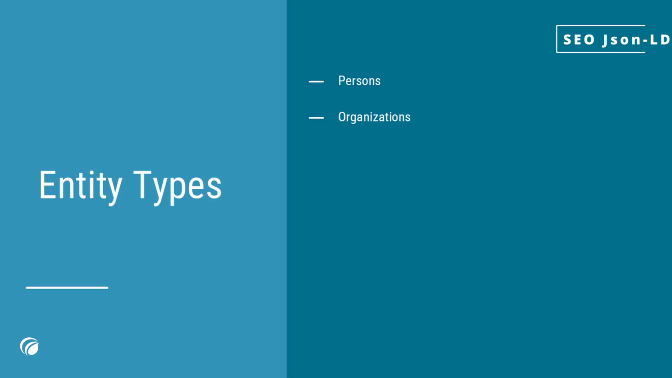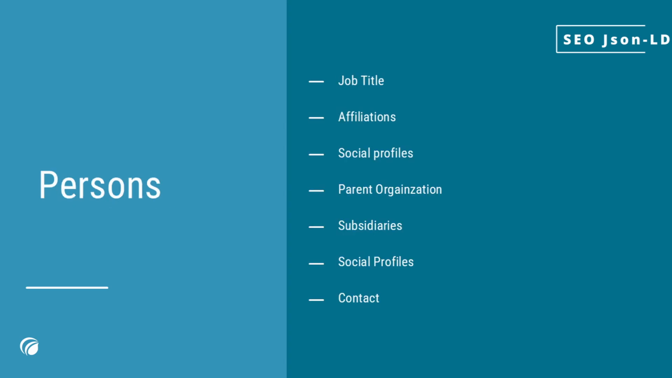Person and organization are entity types that describe who or what is behind the content. Person isn't just for authors' bylines anymore. You can describe job titles, affiliations, social profiles, contact information, and relationships with other entities. When you properly mark up a person, you're contributing to Google's knowledge graph, and of course, AI engines as well. That means that when somebody searches for a person, your structured data helps build their knowledge panel.